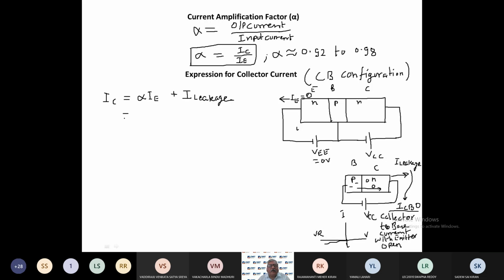So here IC you can represent by alpha IE plus ICBO, right? Okay. So here this alpha is equal to IC.